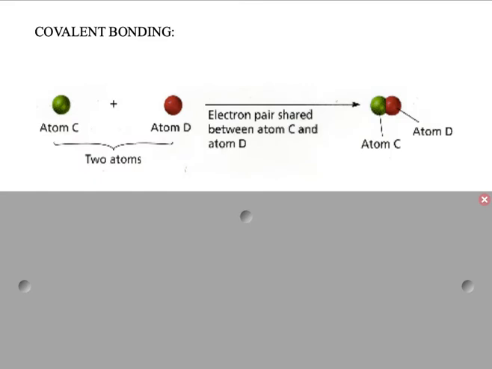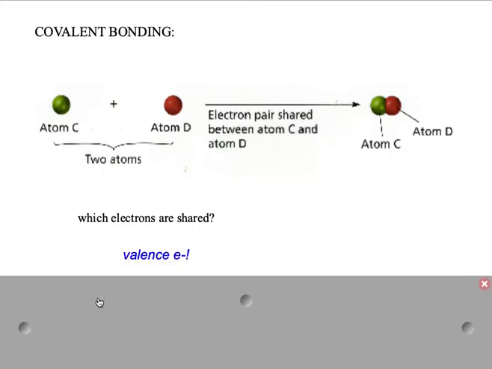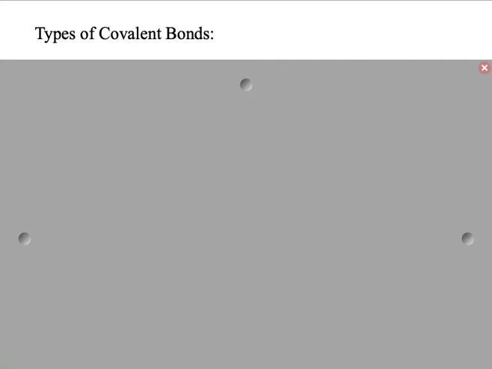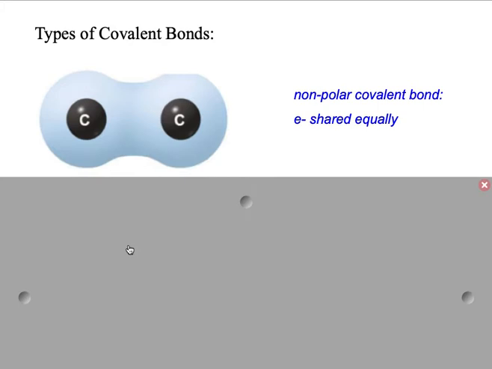In covalent bonding, in contrast, a pair of atoms, in this case atoms C and D, come together and share a pair of electrons. Which electrons do they share? Why, the valence electrons, of course. Now, let's talk about two types of covalent bonds. Here is a diagram that shows two carbon atoms bonded to each other. The pale blue shading represents the electron clouds surrounding the pair of carbon atoms. As you can see, the two carbon atoms are sharing the pair of electrons equally, so we will call this a nonpolar covalent bond.